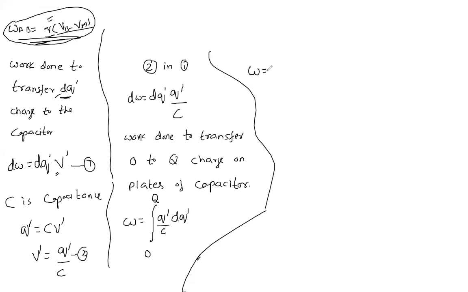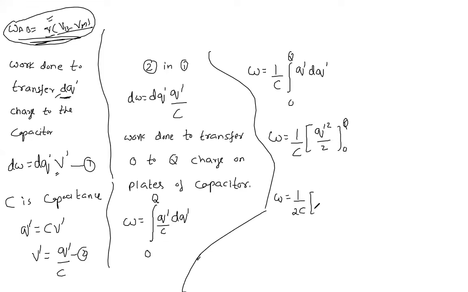Next, you can write the work done by taking 1 by C outside: 1 by C times the integral from 0 to capital Q of Q prime dQ prime. Next, it's 1 by C times Q prime square over 2, with limits from 0 to capital Q. It's 1 by 2C times Q square minus 0 square. So the work done is Q square by 2C.